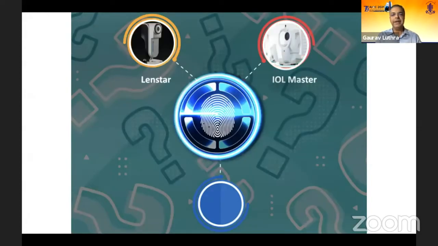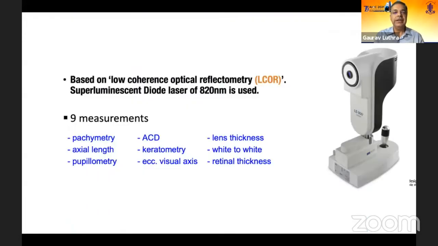So going on, I think if we choose the Lenstar to begin with, I have maximum experience with the Lenstar. I've been working with it for more than 10-15 years. I have used the IOLMaster 700 for a while as well. But the Lenstar, we'll compare the two technologies. These are the two most popular biometers today, and they're the new ones as well.